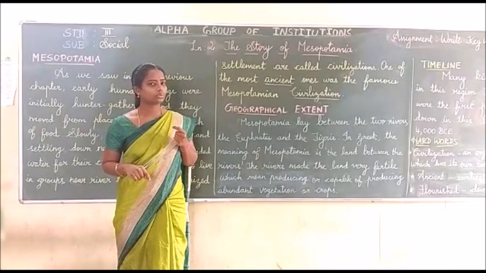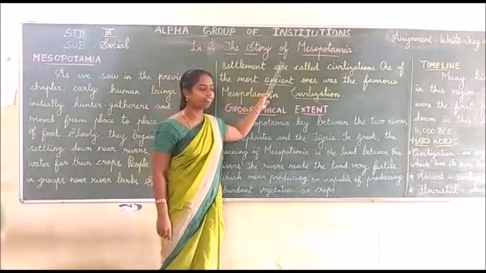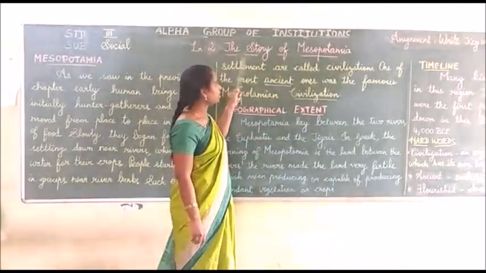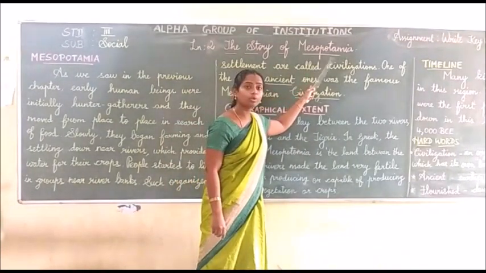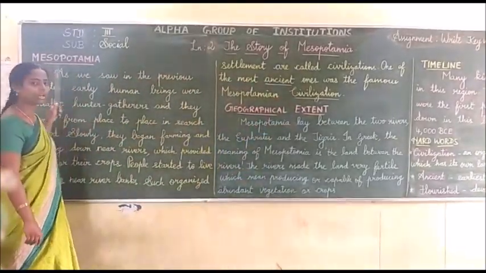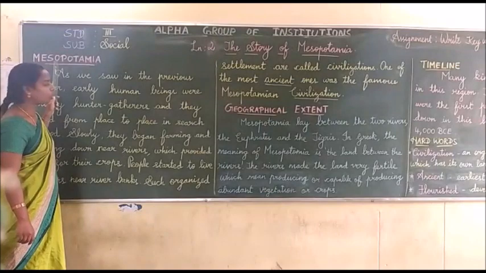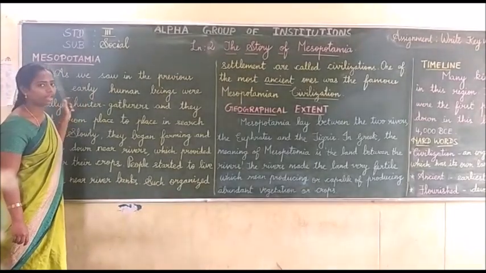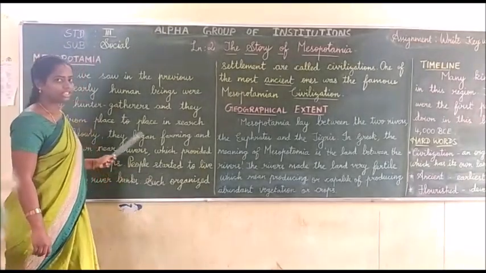Okay. Today we are going to see lesson 2, the story of Mesopotamia. What are we going to see in lesson 2, children? The story of Mesopotamia. What is it? Shall we start with the introduction of Mesopotamia, children? Shall we see the spelling of Mesopotamia? M-E-S-O-P-O-T-A-M-I-A. Mesopotamia. First we will read the lesson, and then we will see the explanation part.